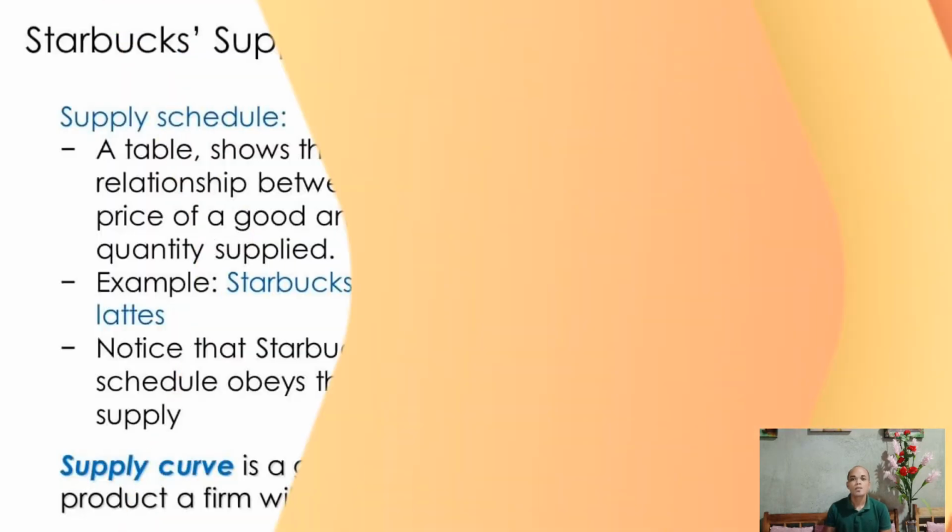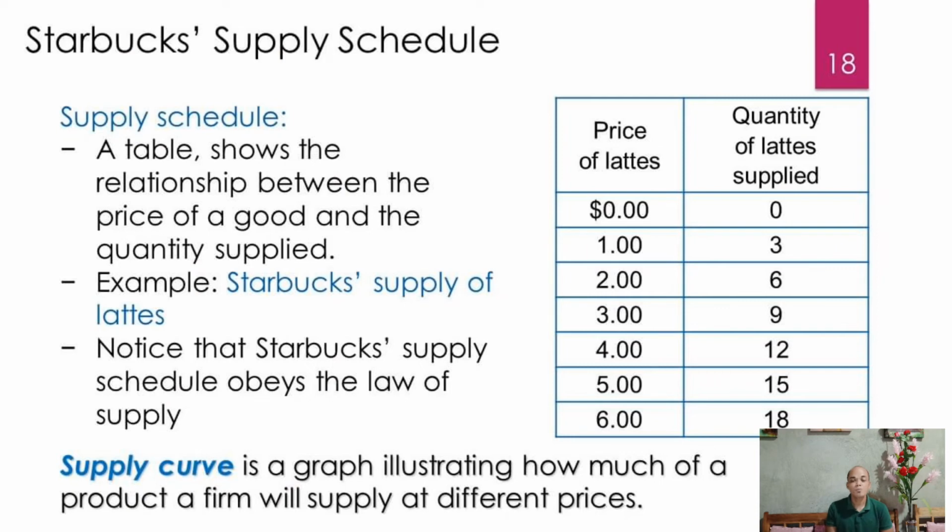So let me give you an example of a supply schedule. On the right side, composed of two tables, it represents the supply schedule. And so what is a supply schedule? It refers to the relationship between the price of a good and quantity supplied. And let's have an example of a Starbucks supply of lattes as a supply schedule.